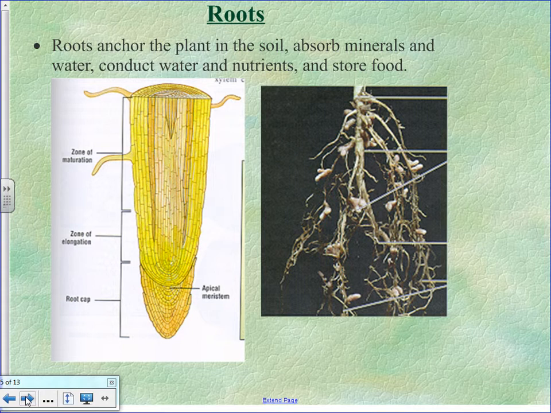There are two different kinds of roots, though. There are what we call tap roots, like this one, and fibrous roots, like this one.